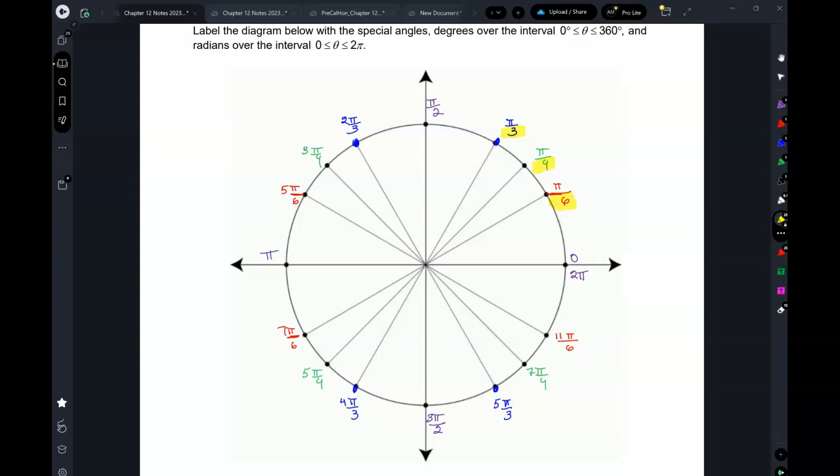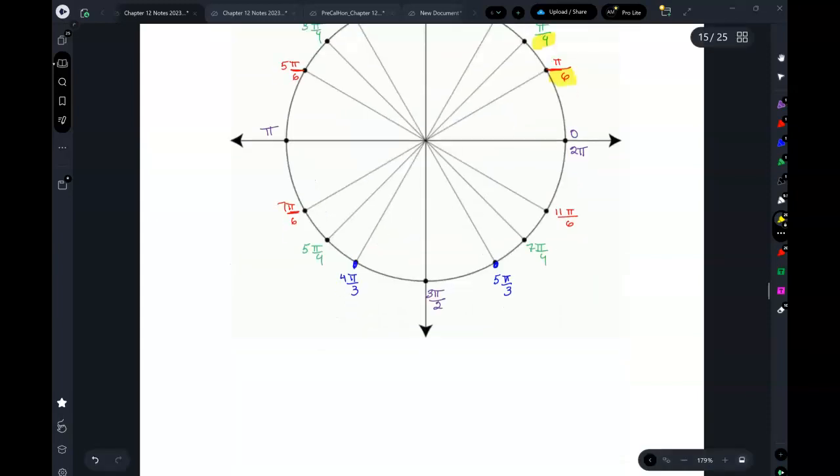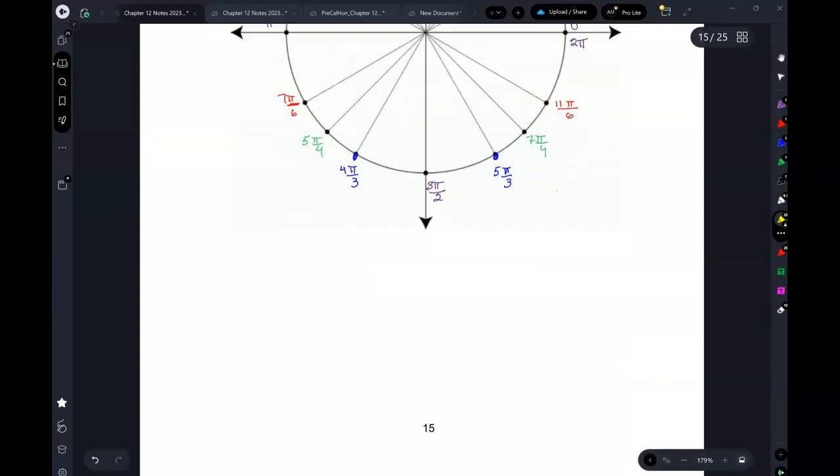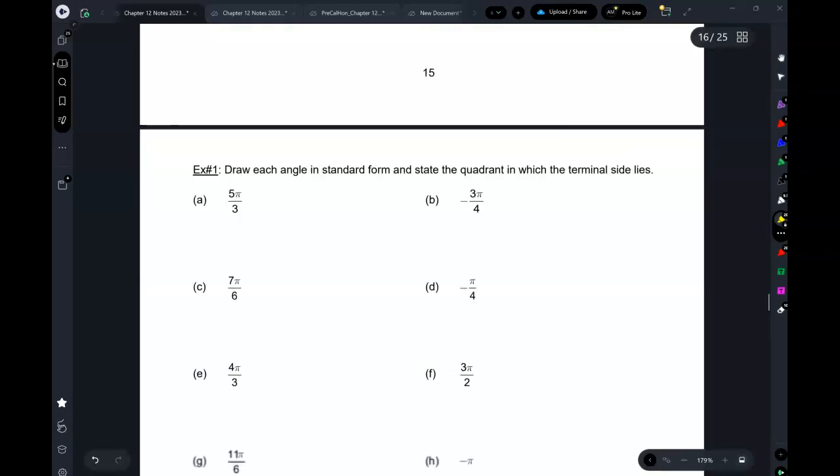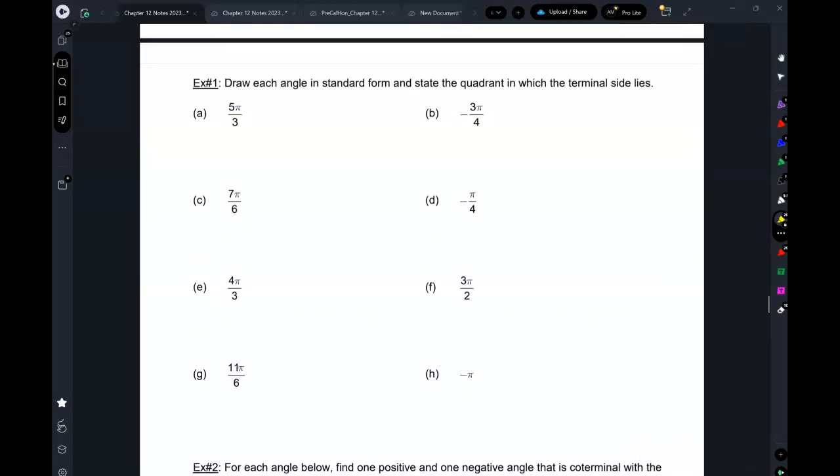In theory, for a quiz, would you give us a blank one? No. Oh, would I give you one to fill out? No. But you have to draw them. Look, right here. You have to draw them.